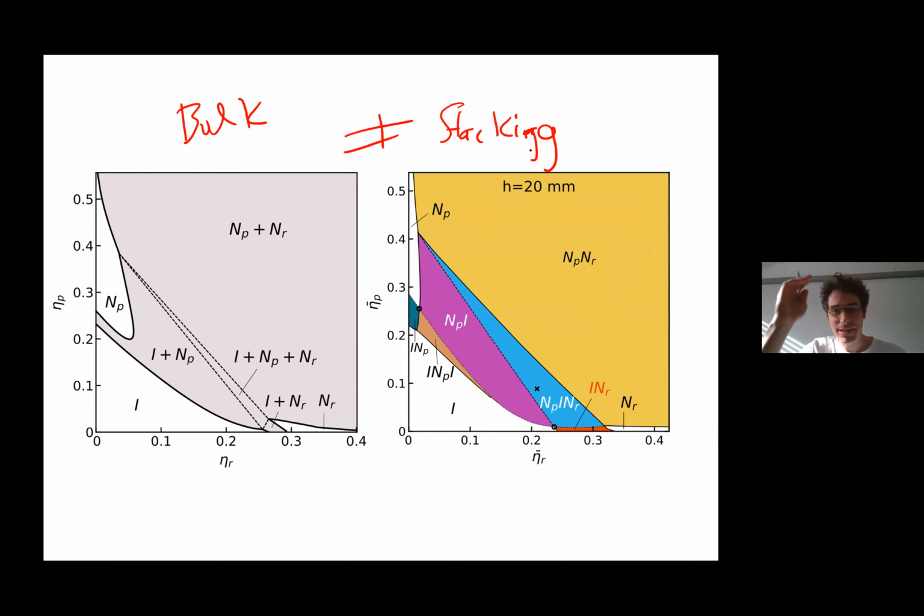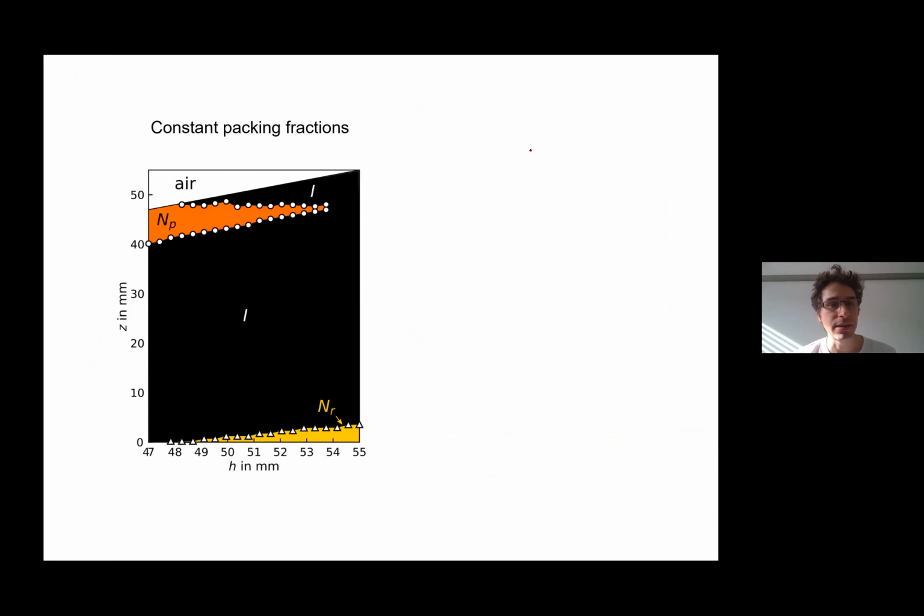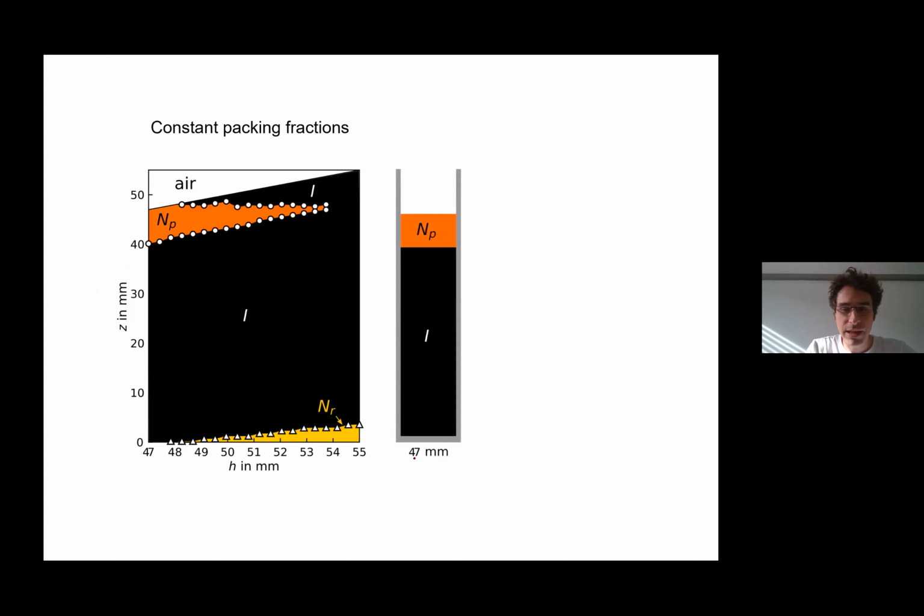This is the first important message, and the second one was again that the height is important. To visualize this better, I'm showing you here a new representation of a diagram. In this case, I'm plotting on the x-axis the height of the sample, and on the vertical axis the position z of my sample. What I represent is the stable stack at position z if the height of the sample is h. By the way, this is at constant packing fractions, so I only change the height of the sample.